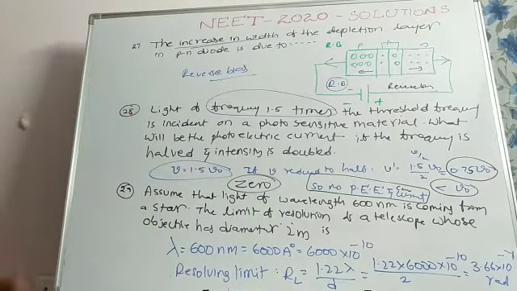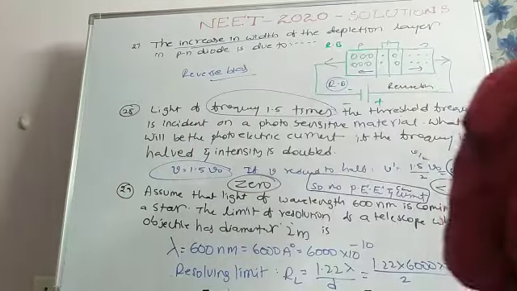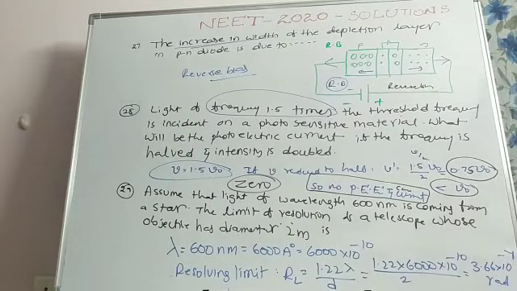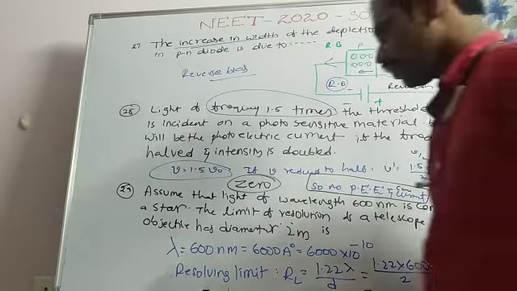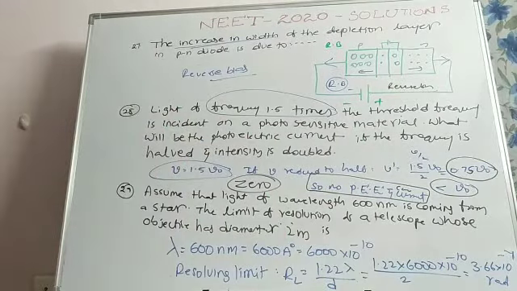Now question number 29. Assume that light of wavelength 600 nanometer is coming from a star. What is the limit of resolution of a telescope whose objective has a diameter of 2 meter? Of course, in a telescope we have an objective as well as an eyepiece. Here the objective diameter of 2 meter is given.